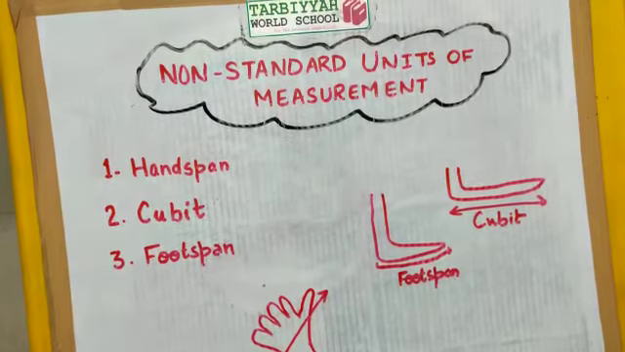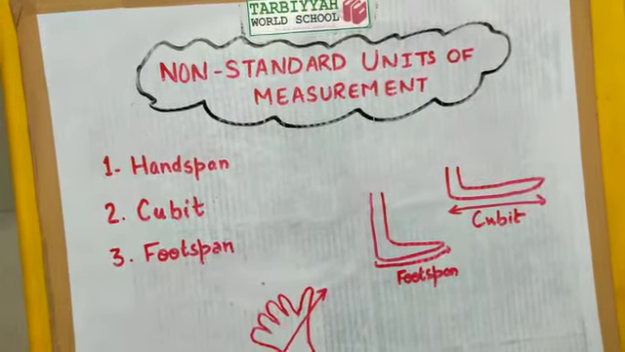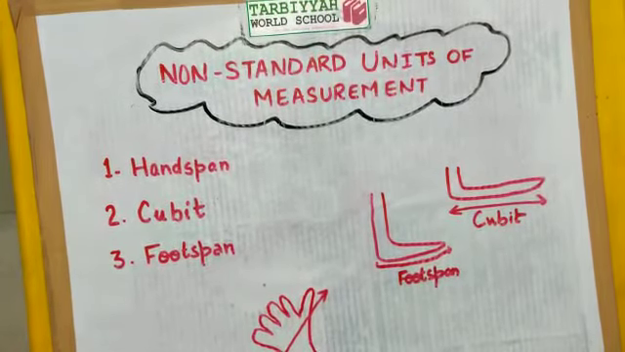Students, suppose you have measured your table with your handspan. Now compare your measurement with your parents. Ask them to measure the table with handspan and observe, is your answer and their answer the same? No. Can you guess why? Because the length of handspan is not the same for everyone. Everybody has a different handspan.